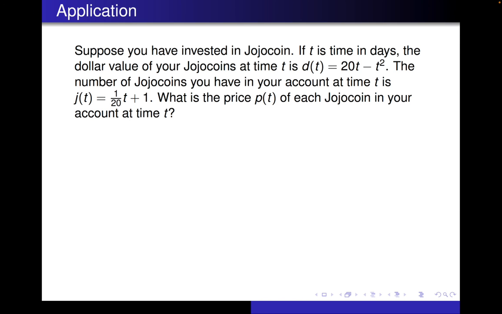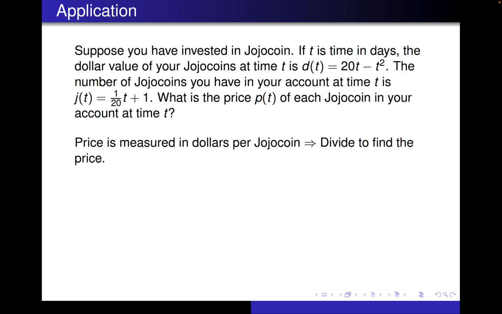And the question is, what is the price of each JoJo coin in your account at time t? So I want a function where the input is the time and the output is not the dollar value of the JoJo coins, but the price for each coin. Now, remember, price is measured as dollars per JoJo coin. So it's the number of dollars that you either pay or have value in for each coin. And what you're going to do is divide in order to find the price, right? So you're going to take the number of dollars that you have in JoJo coin, and divide that by the number of JoJo coins that you have, and that will give you the number of dollars per JoJo coin.